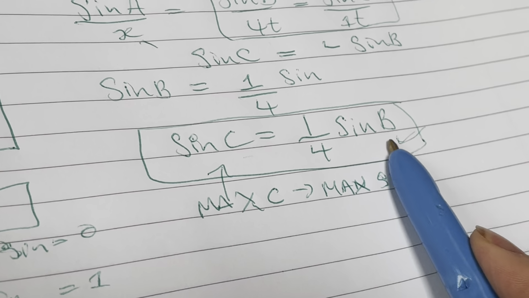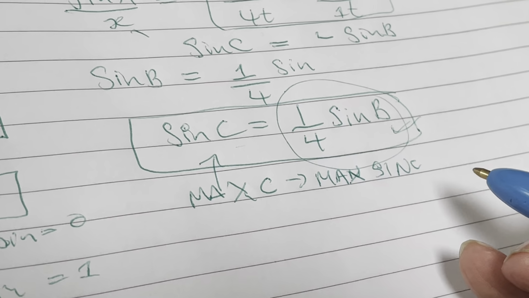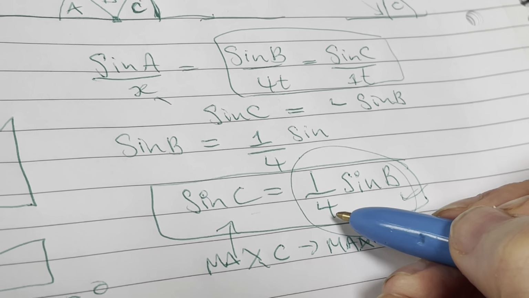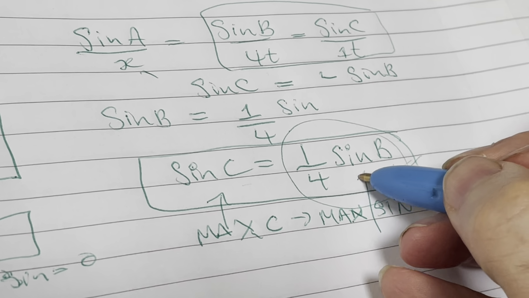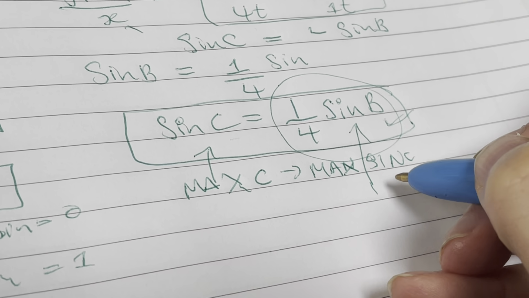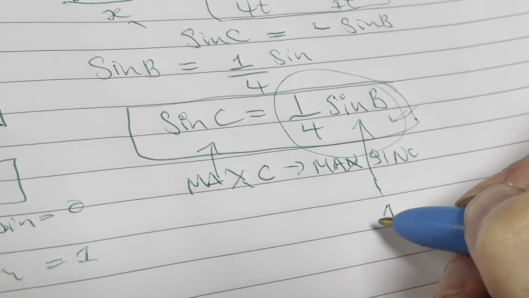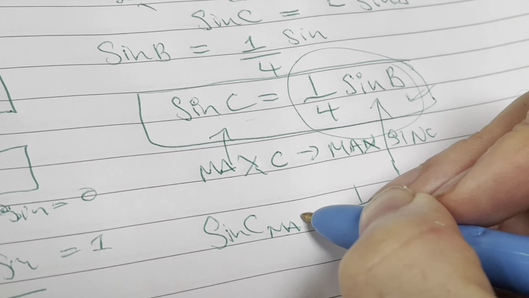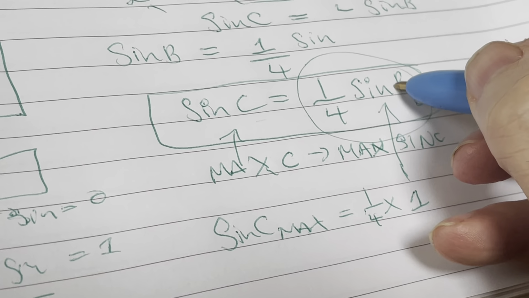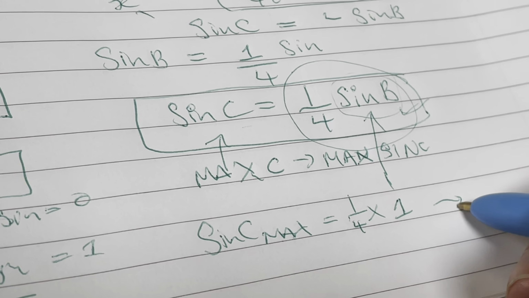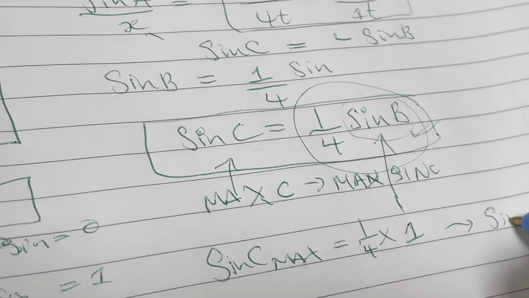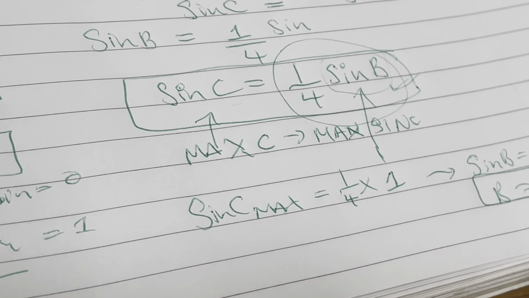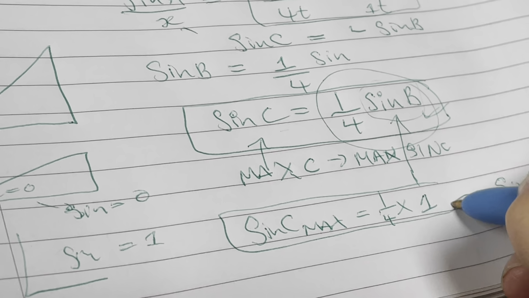So how do we maximize that? Well, look at this and see what we can maximize there. Can we maximize a quarter? No, because it is a constant. So we need to maximize that. And in order to maximize any trigonometric quantity, that is going to be equal to 1. So sine C max is equal to a quarter by this being 1. Now, what does that say for B? It says sine B is 1, which means B is 90 degrees. And we end up with sine C max equal to a quarter.